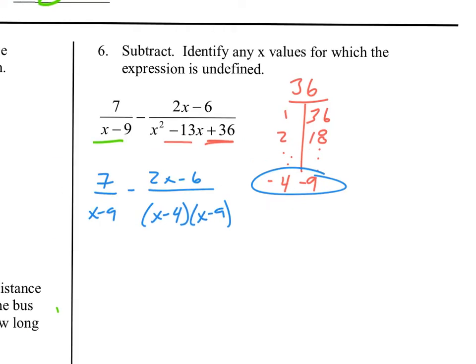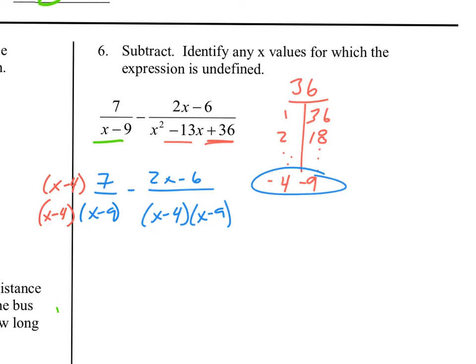Now, like I said, we need to make sure our denominators are the same. But if we take a look at it, this one has x minus 9, but this one has x minus 9 and x minus 4. So what we need to do is multiply this side over here also by an x minus 4. But we need to do it to top and bottom to keep the fraction the same.